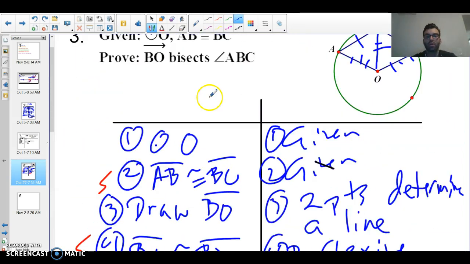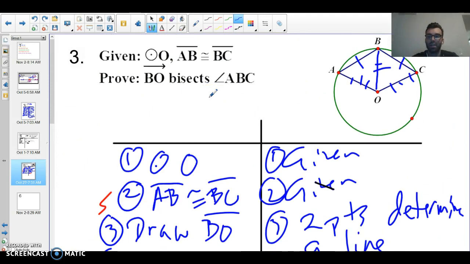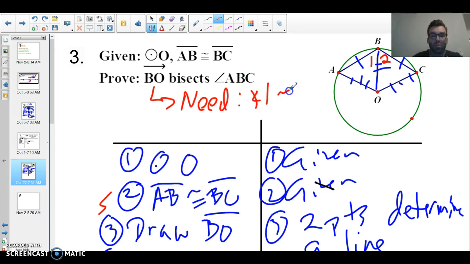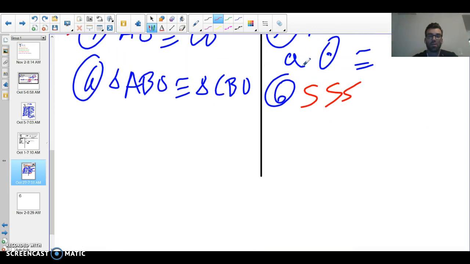My goal here is to prove that BO bisects angle ABC. Okay, angle ABC is up here. So if BO were to bisect that angle, that would mean that angles 1 and 2 are congruent. So to prove that it bisects, remember this, we talked about this last week a little bit, I need angle 1 congruent to angle 2. Well, angles 1 and 2, are they corresponding parts of our two triangles? Yes, they are. So I'm going to say that angle 1 is congruent to angle 2.